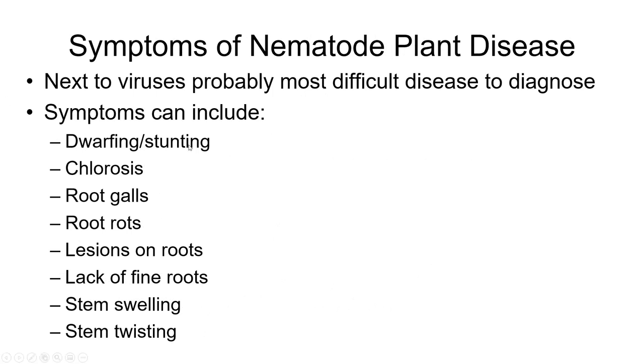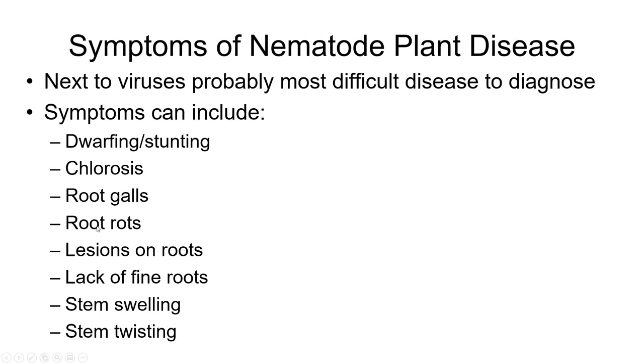Dwarfing and stunting of a crop would result in delayed canopy closure of that plant. Sometimes it can be chlorosis or yellowing of the plant because the plant is actually starved for nitrogen. You can have galls, or swellings on roots, that can be mistaken for other issues, with insect damage, for example.